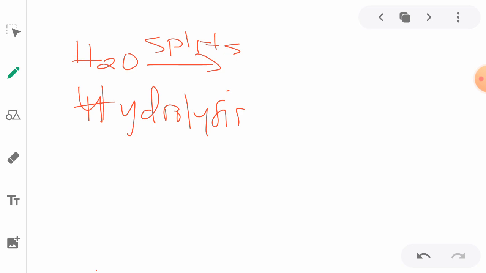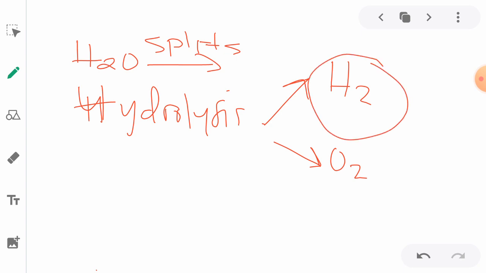So this is the splitting of water into hydrogen and oxygen. So you have two hydrogen atoms there and one oxygen. Now, this hydrogen is very important when you talk of the dark reaction of photosynthesis.